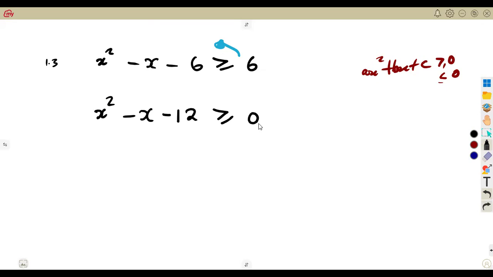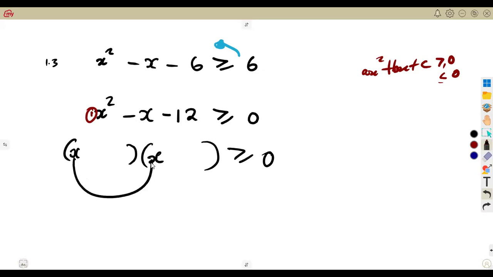Once you are at this point, find the critical values. So to find the critical values, you can start by factorization. This is a quadratic expression, so let us factorize first so that we can obtain our critical values. Remember, the coefficient of x squared there is 1. So we're going to have x and x, so that x times x gives us the 1x squared.